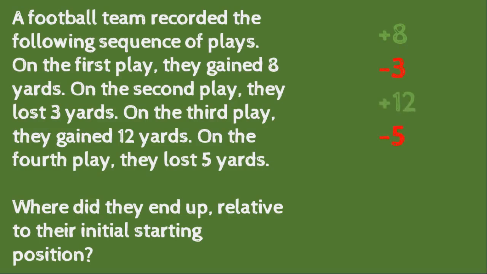We can represent it by numbers. So if in the first play they gained 8 yards, it's +8. On the second play, they lost 3 yards, -3. On the third play, they gained 12 yards, +12. And on the fourth play, they lost 5 yards, -5. All we have to do is do +8 minus 3 equals 5, plus 12 equals 17, minus 5 equals 12.